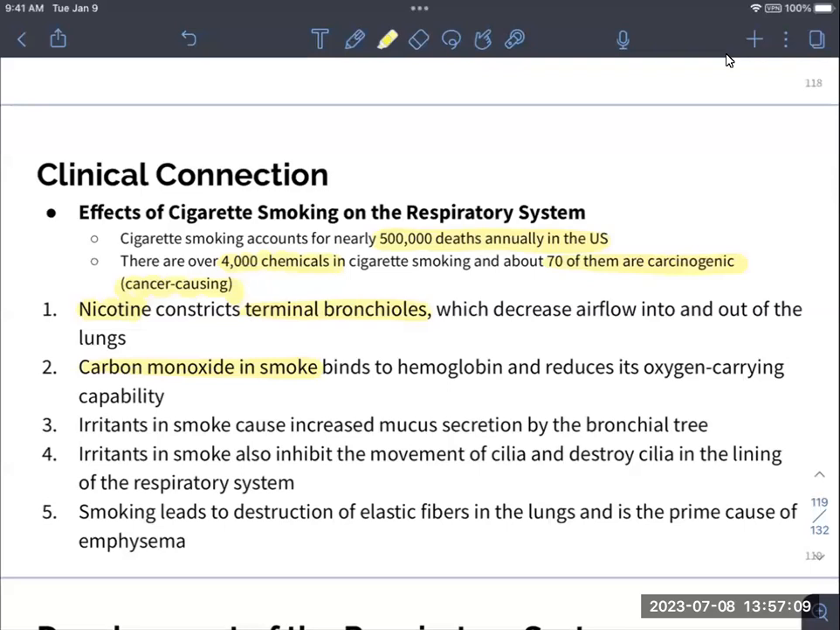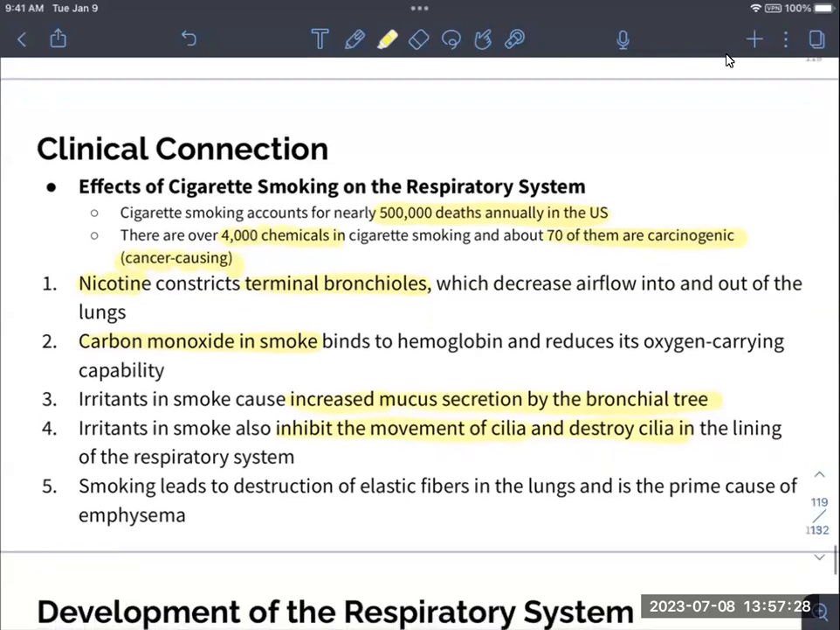Increase in mucus secretion by that bronchial tree because you're breathing in different irritants. It can inhibit, it almost paralyzes that cilia and eventually will destroy it. It can destroy those elastic fibers in the lungs. And this is what causes emphysema, is that destruction of those elastic fibers, and smoking leads to this.